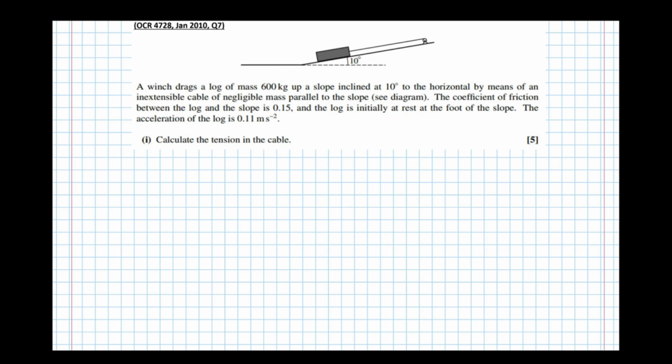It says the coefficient of friction between the log and the slope is 0.15. Let's write that down as we go. So we know that mu equals 0.15, and the log is initially at rest at the foot of the slope. The acceleration of the log is 0.11 meters per second squared. Calculate the tension in the cable.